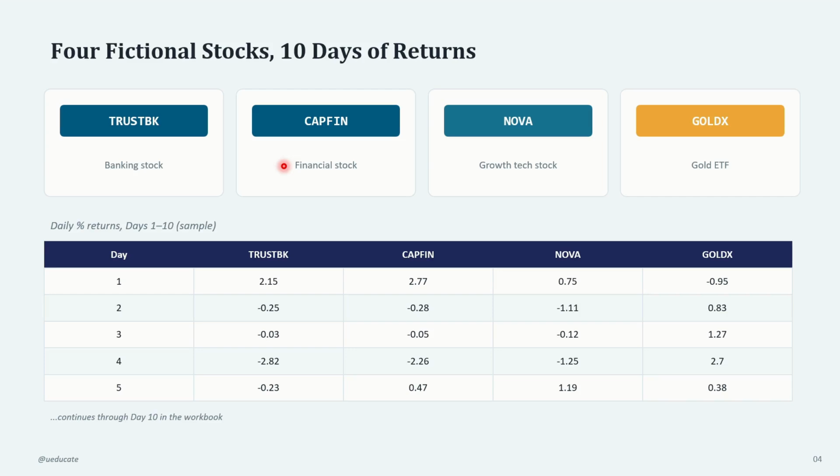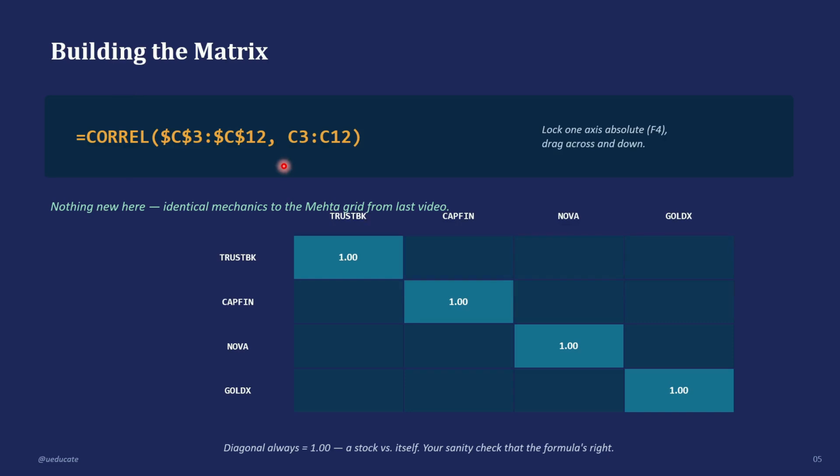Now, let's recap what we have done in the workbook. We've taken the 10 data points of these four stocks, applied the correlation formula, and made a correlation grid identical to the one we did earlier. We have seen that the trust bank and caffeine are highly correlated. Trust bank and Nova are barely correlated, and trust bank and Goldex are strongly negatively correlated.